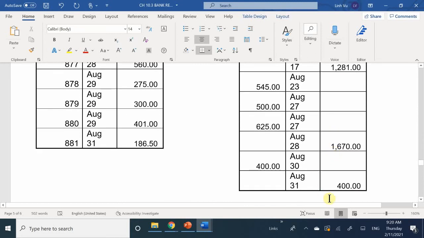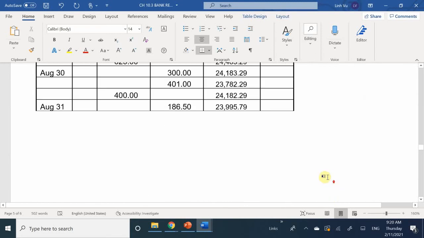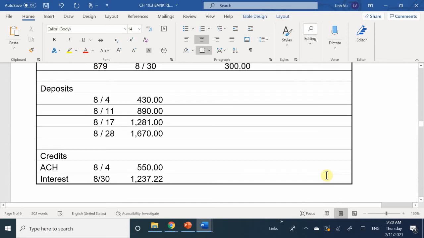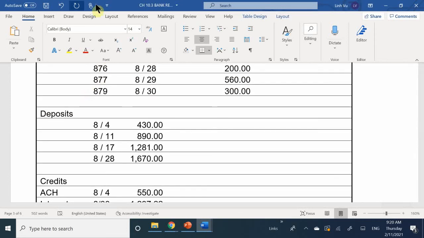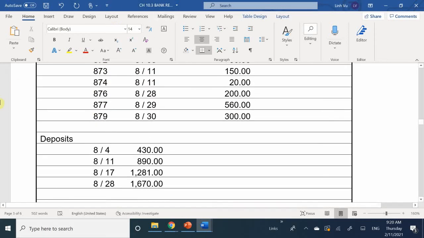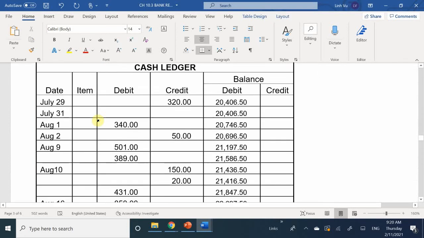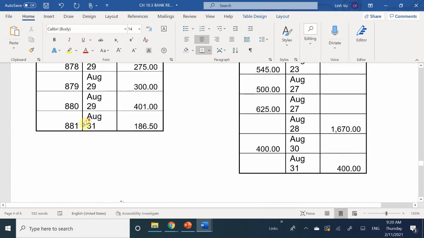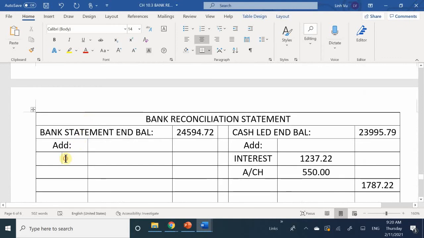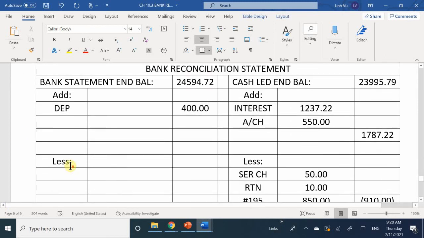So let's see which one hasn't cleared yet. It should be the 400, because the last one I deposited was for the 1670, and 1670 is right there. So our automatic assumption is that the deposit on August 31st for $400 did not clear. So I'm going to add that in here. DEP, and because it's the only one, I'm going to place it right there. $400. Okay.